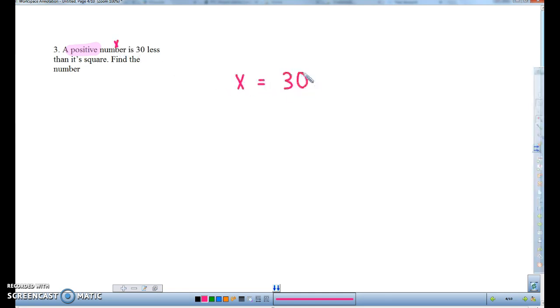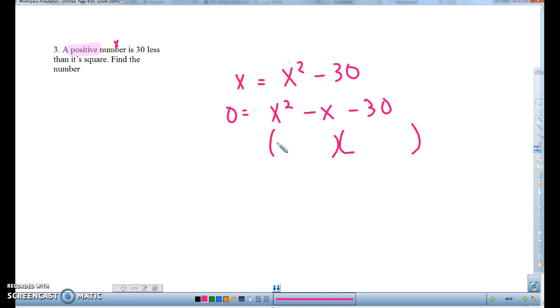It is 30 less than its square, meaning that I should have, I'm sorry, not 30 first, but x squared minus 30. Again, I want a 0 on this side, so I'm going to move that x over. So I have x squared minus x minus 30. I go ahead and I factor that. So I get x minus 6, x plus 5. I'm sorry, I skipped my factor sum chart, but please go ahead and do that.